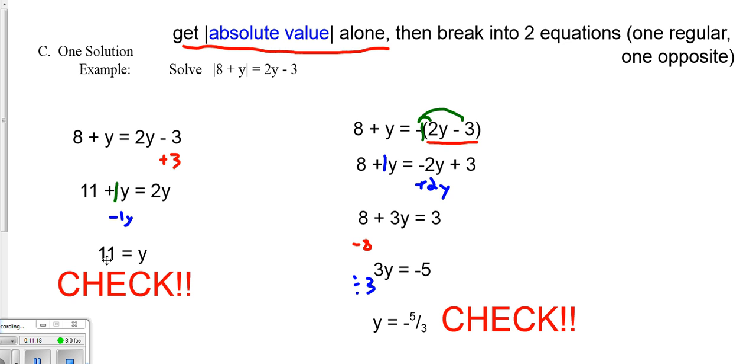So first let's try checking y equals 11. 8 plus 11 is 19. Absolute value of 19 is just 19. 2 times 11 is 22. Minus 3 is 19. So this one checks out.